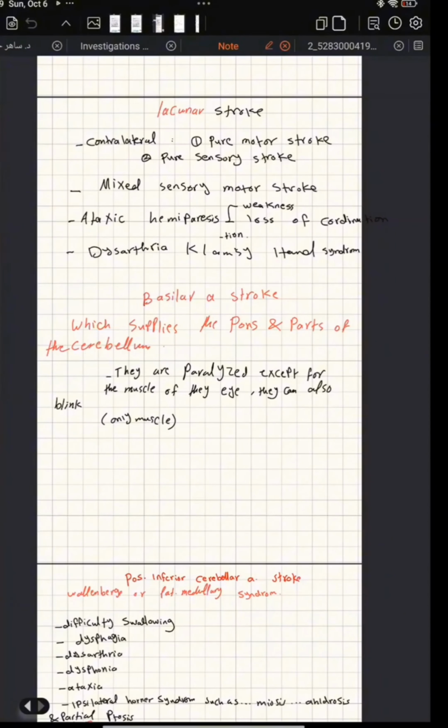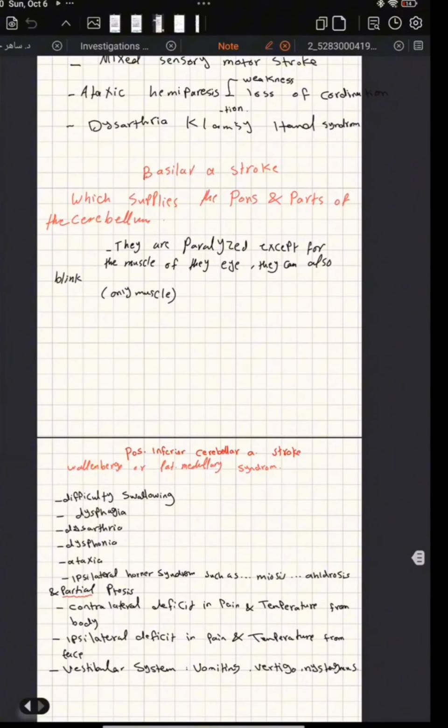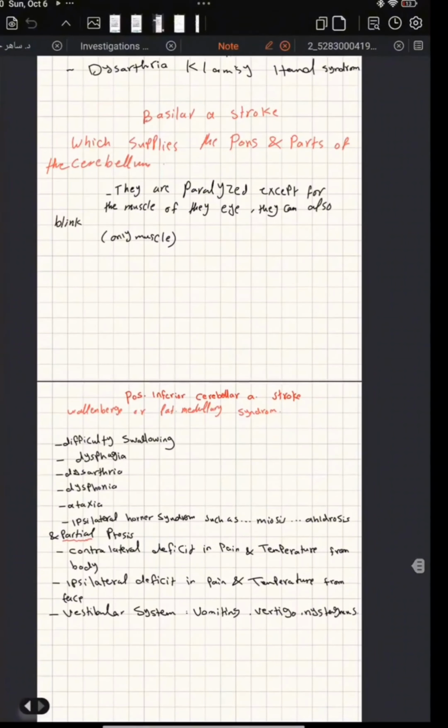Okay. What about posterior inferior cerebellar artery stroke, which is called Wallenberg or lateral medullary syndrome? There is difficulty in swallowing. There is dysphagia, dysarthria, inability to speak, dysphonia, ataxia, weakness, ipsilateral Horner syndrome, such as miosis, anhidrosis, and partial ptosis, contralateral deficit in pain and temperature from the body, and ipsilateral deficit in pain and temperature from the face, vestibular system involvement, vomiting, vertigo, and nystagmus.